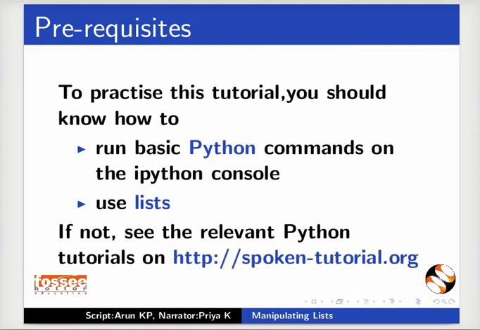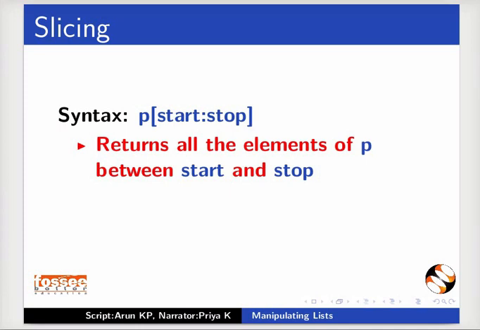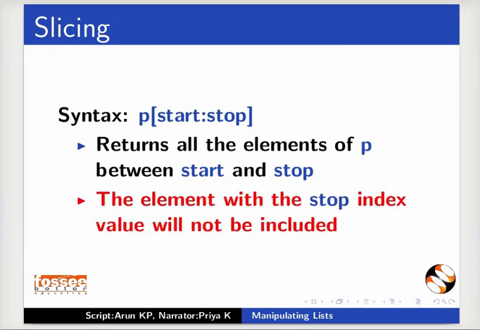We have already learnt about list and how to access individual elements in the list. Now we will see about slicing of lists. The syntax for slicing is P inside square brackets start:stop. It returns all the elements of P between start and stop values. The element with the stop index value will not be included.